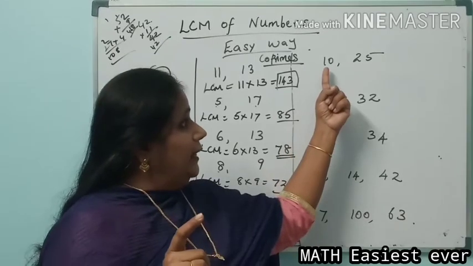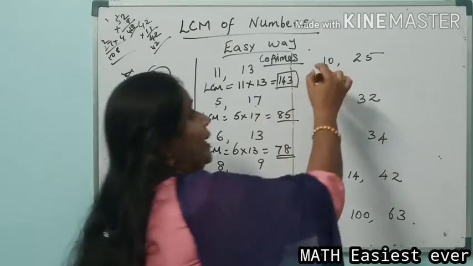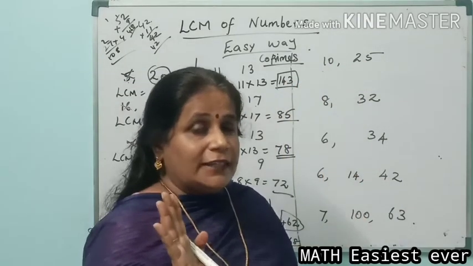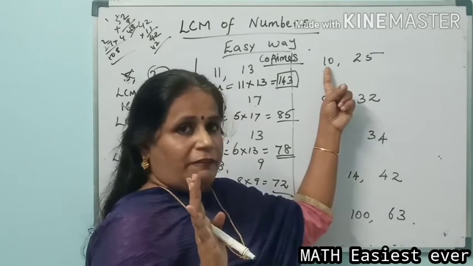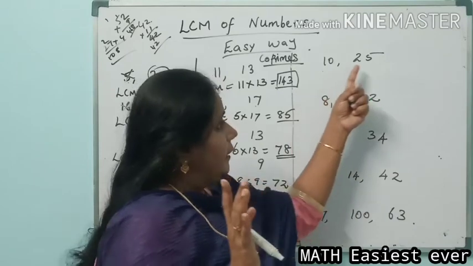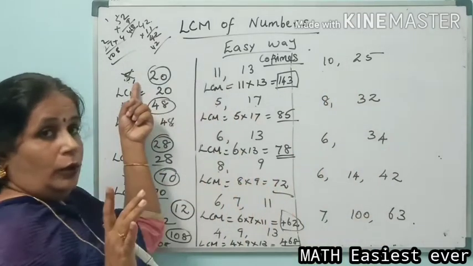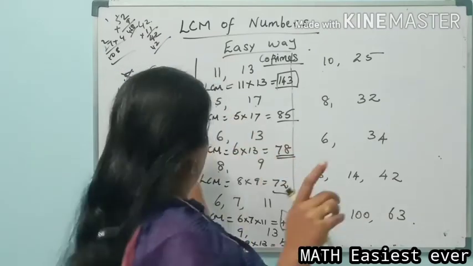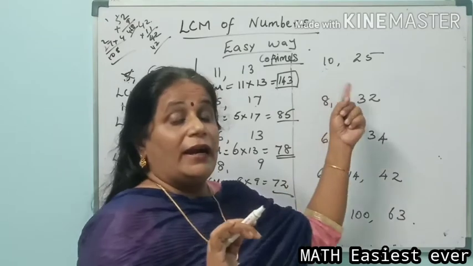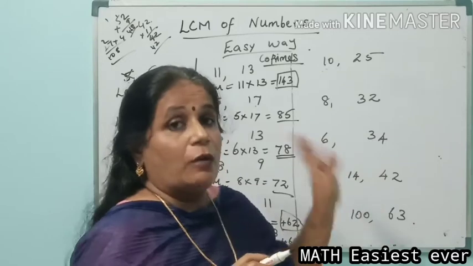Now, take the numbers 10 and 25. We know that 10 and 25 have 5 as their common factor, isn't it? 10 is divisible by 5. 25 is also divisible by 5. But does 10 divide 25 completely like the previous type? No. So you can't treat it like that. They have a common factor, but at the same time, one doesn't divide the other completely. So in such cases, how will we find the LCM?